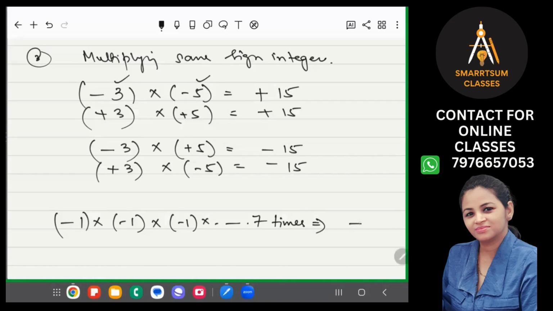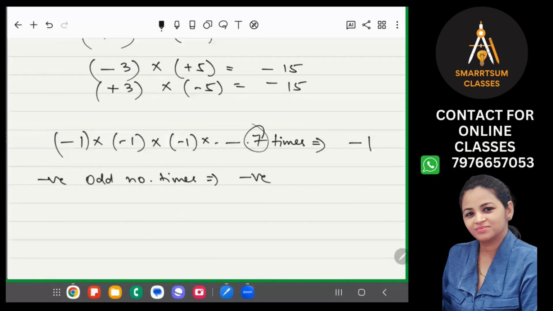So the result will be minus 1. Why? Because this time the negative signs are an odd number of times. We are multiplying minus 1 7 times, and 7 is an odd number. So whenever the negative sign appears an odd number of times, your result will always be negative. And if you are multiplying numbers where the negative sign appears an even number of times, then the result will always be positive.